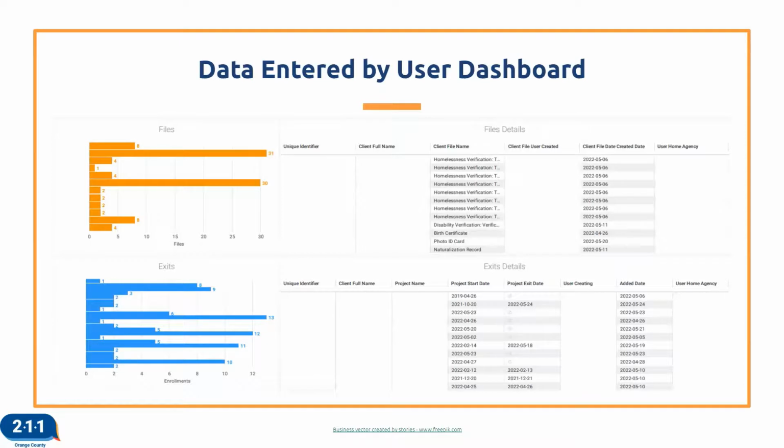Next slide, please. And again, here we have files and exits. We'll have all of this information in the details, and all of that information will be visible to you. And then on the visualization side on the left, each bar is represented by a user. Next slide, please.